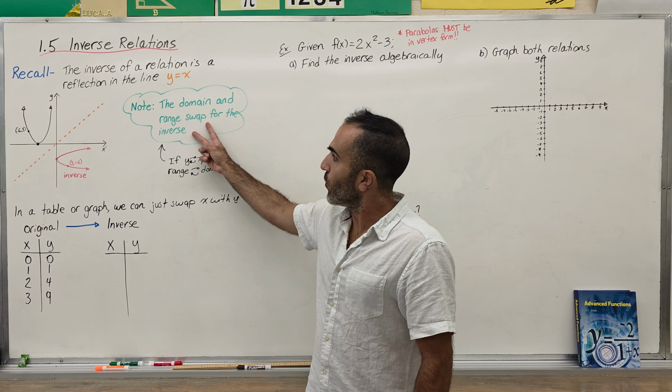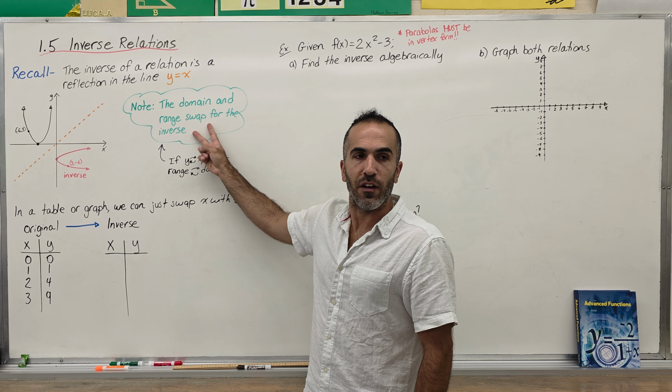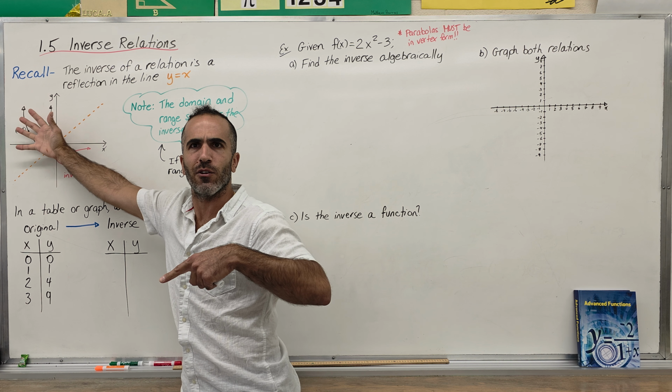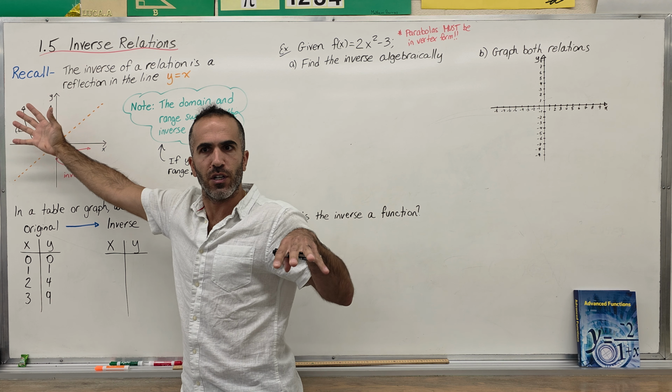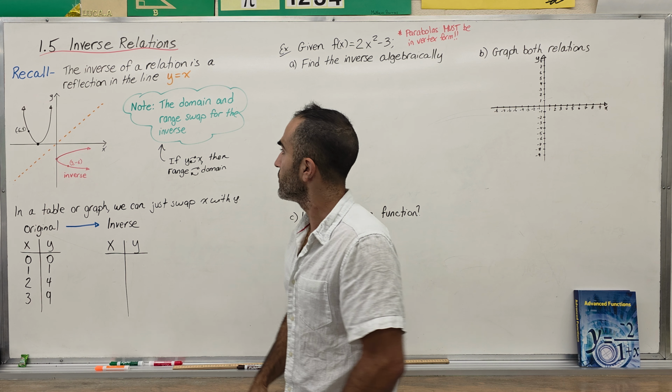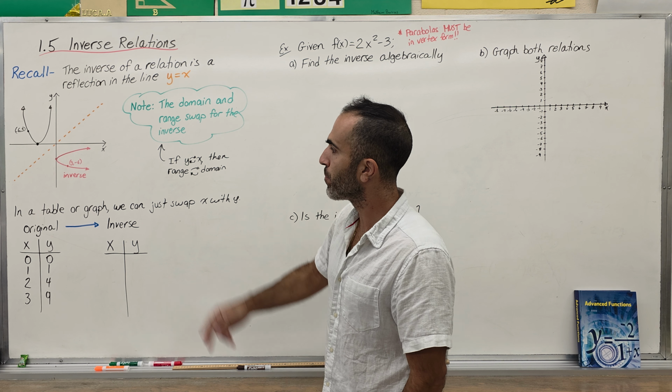Notice that the domain and range also swap for the inverse, obviously. So if you have all these x values that then become the y values, obviously your domain becomes your range. And if you have all these y values that then become your x values, vice versa happens, okay? So just keep that in mind.